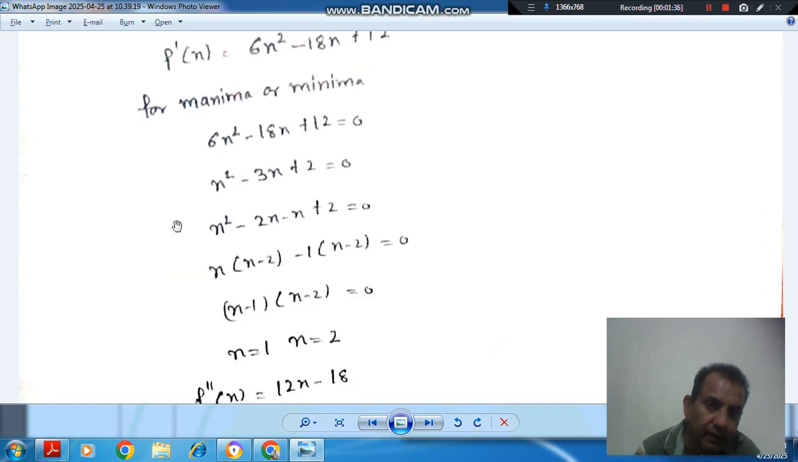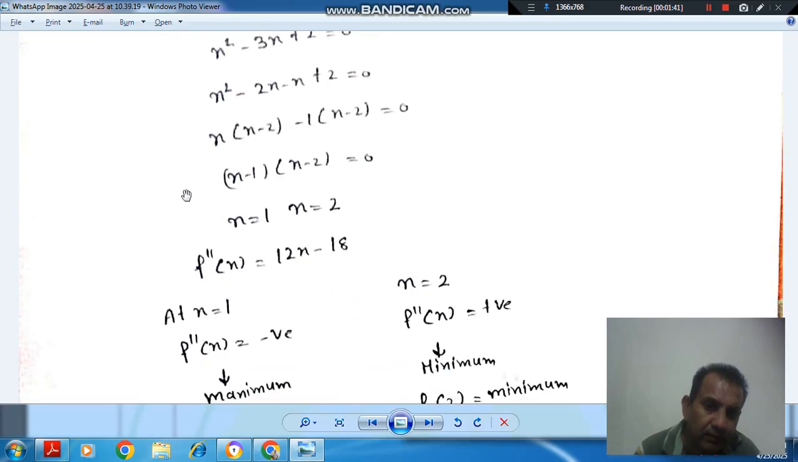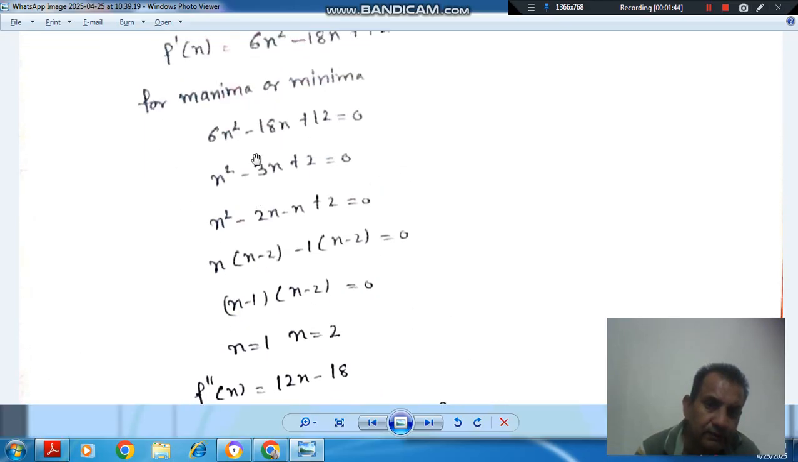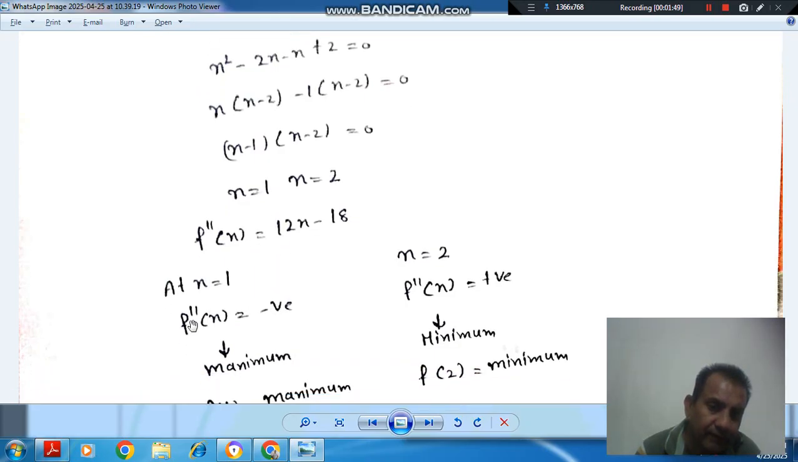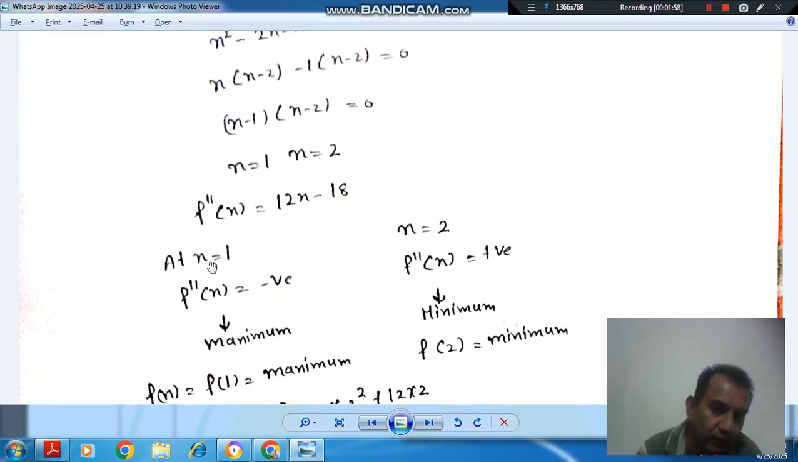Now we again differentiate this f dash x, then it will be 12x minus 18. And we put the value of x as 1, then f double dash x will be negative, because 12 minus 18 is minus 6, negative. So if it comes out negative, at x equal to 1, f(x) gives a maximum value.